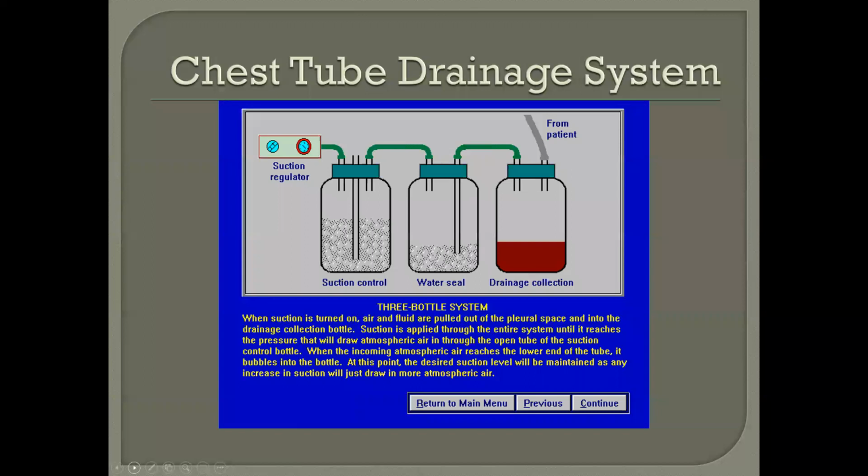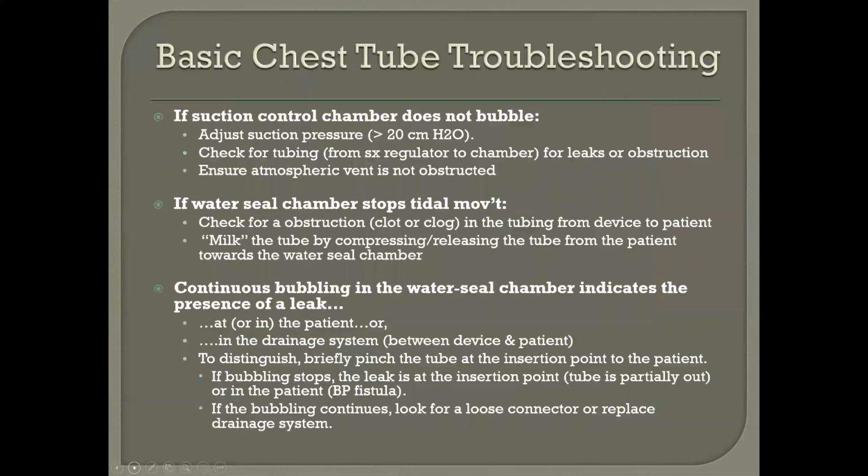The water seal in the middle is to keep the flow, the actual suction, going in the appropriate direction, not going the other way. And the one that's closest to the wall suction is the actual suction control. So it's not the suction setting you set at the suction regulator, it's actually the suction control itself. That chamber is what will determine how much suction is actually going to the patient.